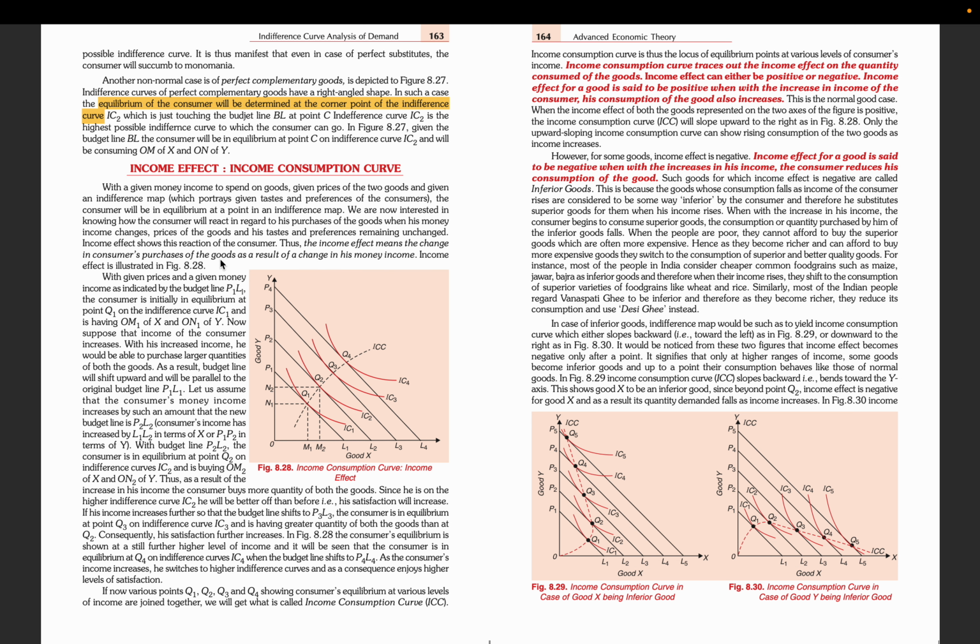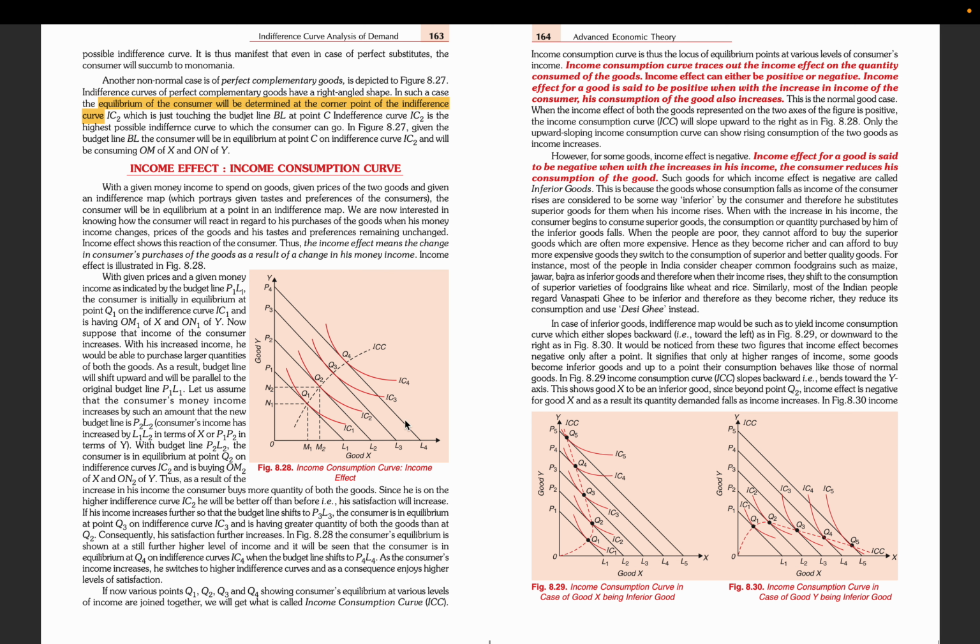Thus, income effect means a change in consumers' purchases of the goods as a result of change in the money income, of course. So if we are talking about the income effect, we are talking about if the income of a particular consumer changes, what are the effects that we're going to see on his purchases of the goods.